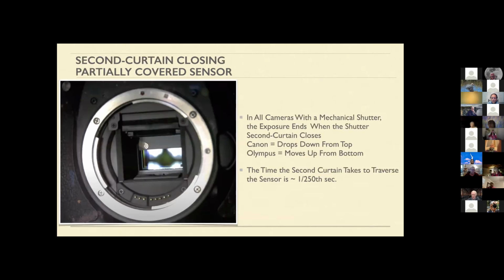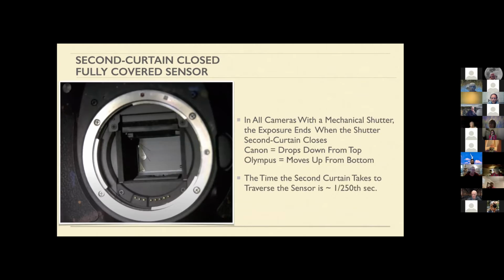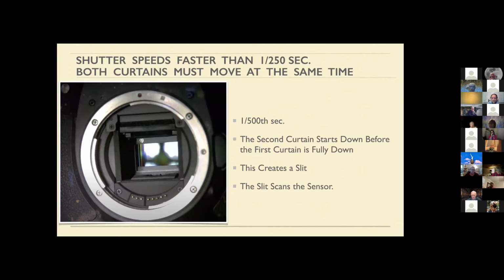Well, in order to do that, the second shutter has to start dropping down. And here we can see the second shutter partially covering the sensor. And when the second shutter comes all the way down, the sensor is completely covered again. If we want 1/500th of a second, you can see in this case that the second curtain is on its way down, but the first curtain actually hasn't hit the bottom yet.